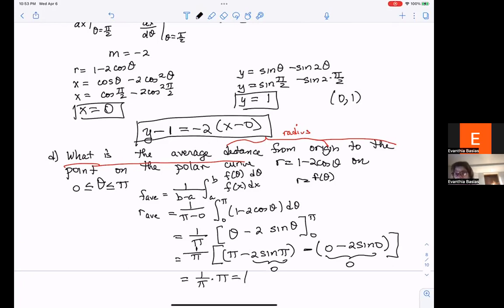Okay, we covered a lot in this one lesson, but I am very concerned about the calculus. So review polar curves, and we'll continue this next time.